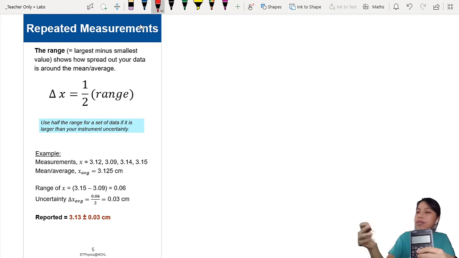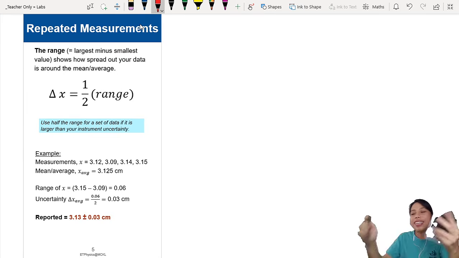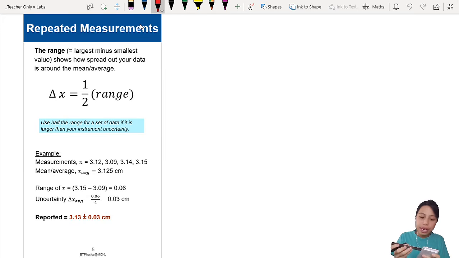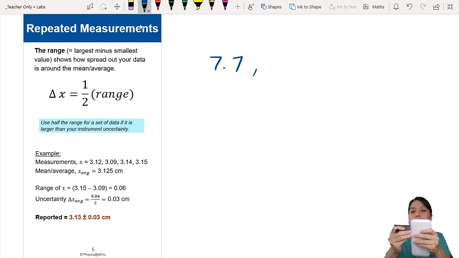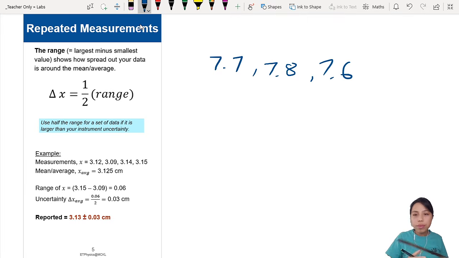You take the calculator and measure 5 times: 1, 2, 3, 4, 5. And then you see what your measurement is each time. The first time I measure, okay, 7.7, my eye is a bit off, so maybe I say 7.7. Then I measure again, and maybe I move it out a bit because the calculator is a bit round, so 7.8. Then since it's a bit round, maybe I take the smaller one, 7.6. So that's what repeated measurement means. You measure the same thing a few times.